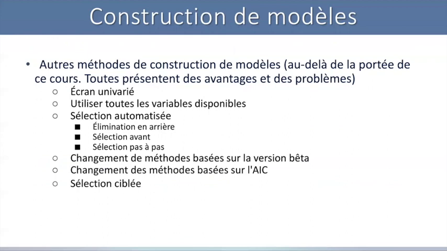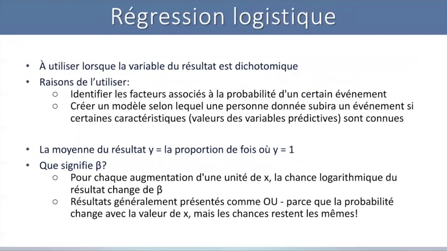All have benefits and issues. Things like doing a univariate screen, so screening each of your potential independent variables to see if they're associated with your outcome variable. To use every available variable you have, to do some sort of automated selection technique, for example backward elimination, forward selection, stepwise selection. You can use models based on the change in the beta coefficient, models based on the change in something called AIC, and something called purposeful selection. These are all options you can read more about if you decide to dig deeper into regression and model building.